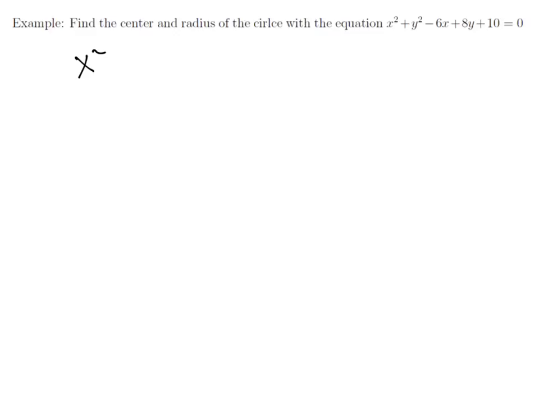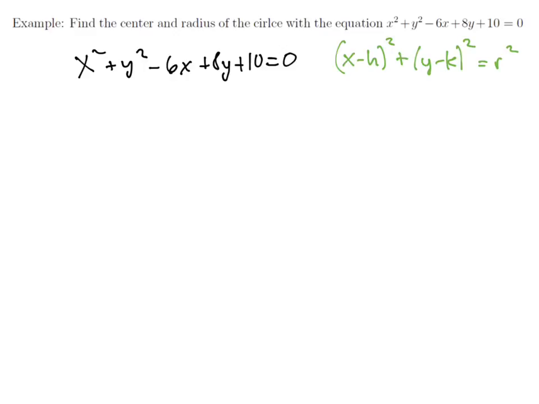So what we need to do here is get this given equation into the standard form, because once we know what the standard form of the equation is, h and k represent the center and r is the radius. Now we're not quite at this point, so we have a little bit of work to do to get it into the standard form.